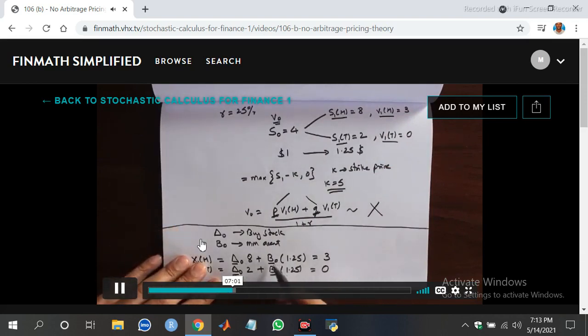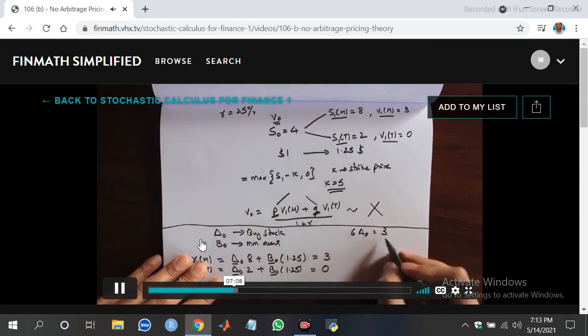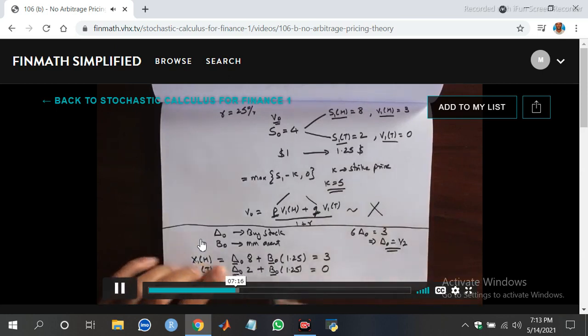So what we can do is subtract these 2 equations, and if we subtract these 2, we'll get 6 times delta naught equals 3. That basically makes delta naught equals half. Now if we substitute delta naught equals half in the first equation, we will get 4 plus B naught 1.25 equals 3. B naught equals minus 1 by 1.25 equals minus 0.8.